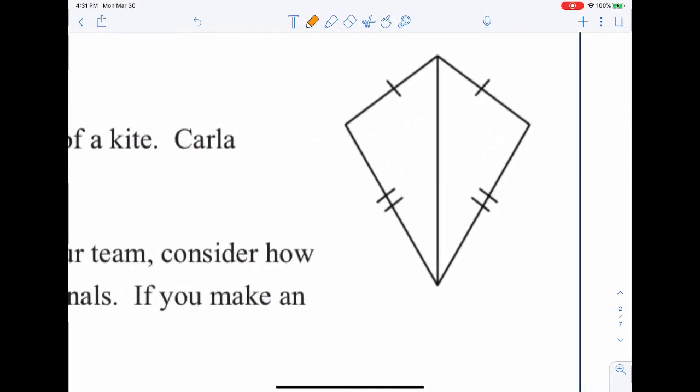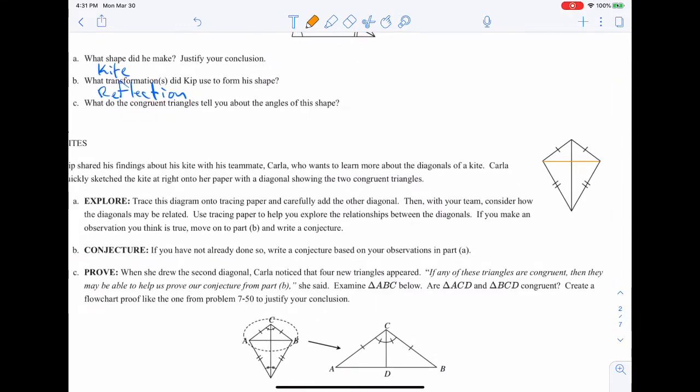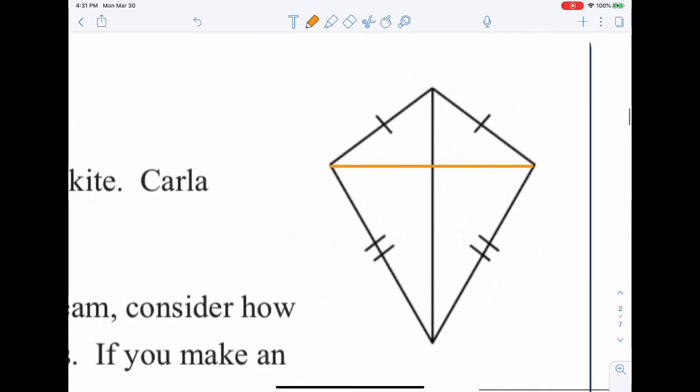All right, in letter A, they told us to add the other diagonal, which means we're going to connect this vertex to this vertex to make the second diagonal. They then tell us to explore and conjecture what might be true about these two diagonals. So go ahead and take your drawing and fold it, analyze it, and see what you think is true about those diagonals. Hit pause and then play when you're ready.